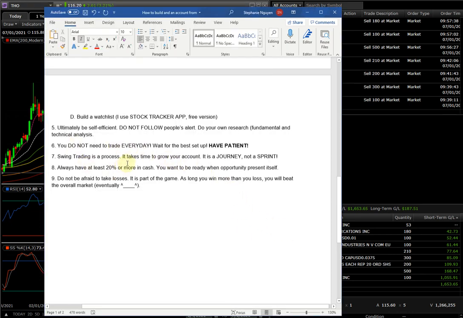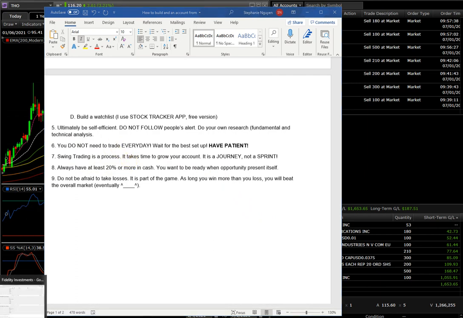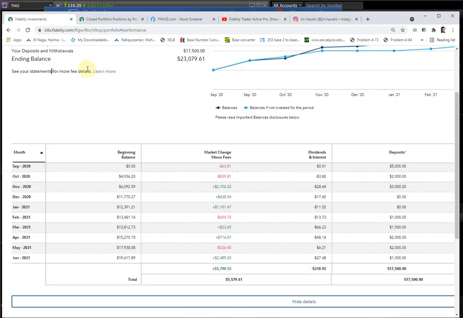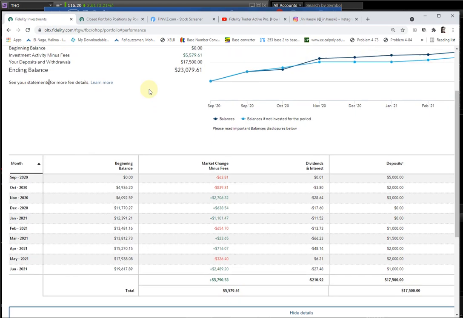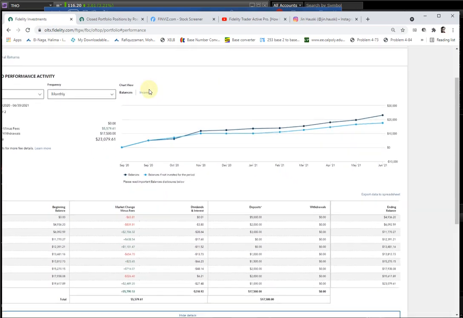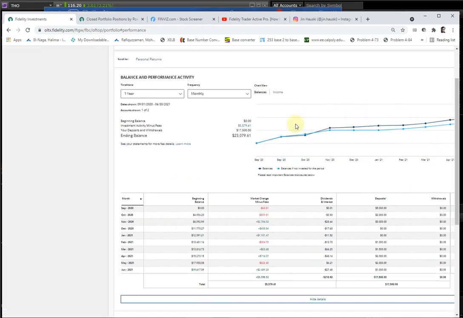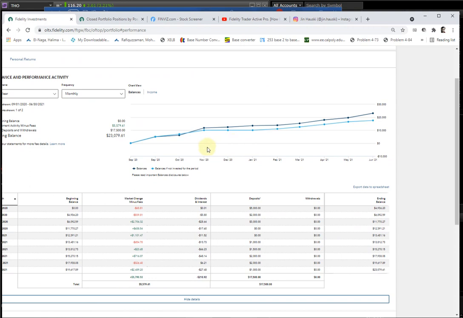Swing trading is a process. It takes time to grow your account. It is a journey, not a sprint. As you can see right here, it took me a while to get to 23. It's not overnight. You can see, right? Since around September, you see right here, from 0 to right now, it's still not over PDT yet. It's at 23, but it's getting there. It's been almost a year already, but slowly it'll get there. Just a couple more $1,000 to go.